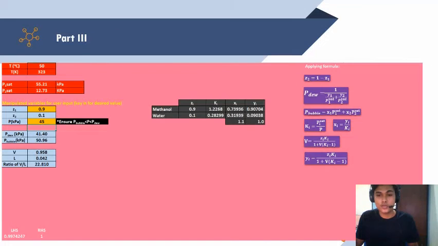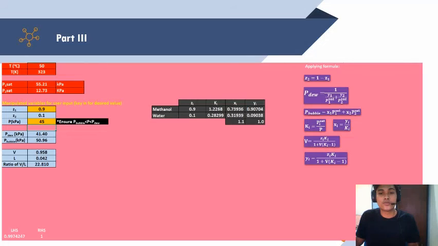Okay, moving to the next part, which is the last part, part 3. For this part, we are given that the temperature is the same, 50 degrees Celsius, and we are using the same P1 set pressure and P2 set pressure from part 1 and part 2. In this part, we need to calculate the values of Z1, Z2, pressure, P dew, P bubble, V, L, and also the ratio of V over L. The first formula is Z2 equal to 1 minus Z1.